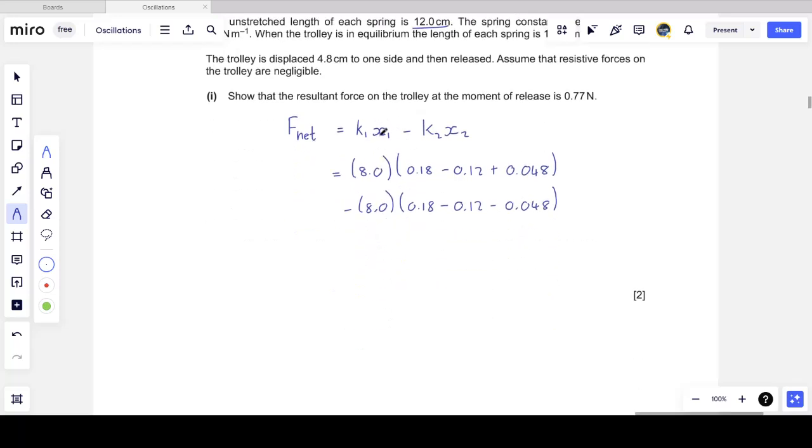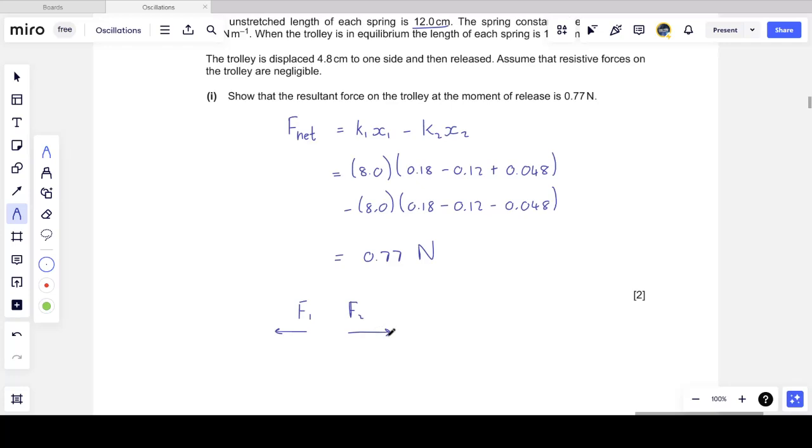And this x in question here is the extension of the spring, the extension over the unstretched length. And so if I do this calculation, what I should find is that the net force is 0.77 newtons. Remember, F1 is the force pointing in one direction, and F2 is due to the other spring on the trolley, which is in the opposite direction. Hence, we subtracted to find the net force.